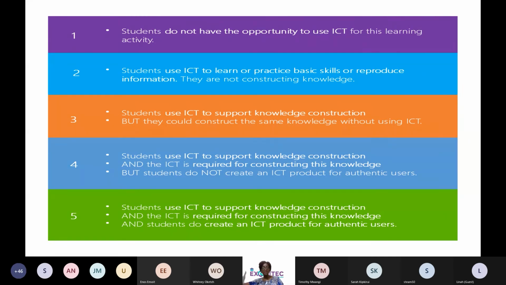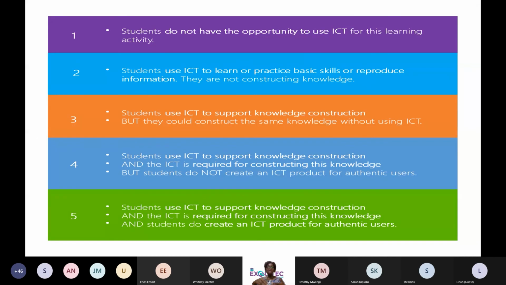So where your students have gone online, they've gotten data, they've been able to synthesize their information over a particular topic or an issue, and they're able to use ICT to create, to put this content in a format or a code or a medium that can be transferred to others, then that's level 4. ICT is required for constructing this knowledge.